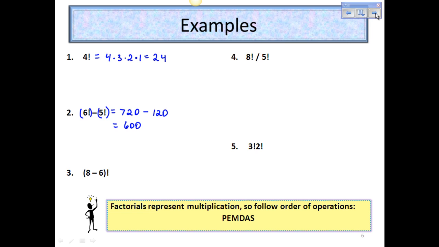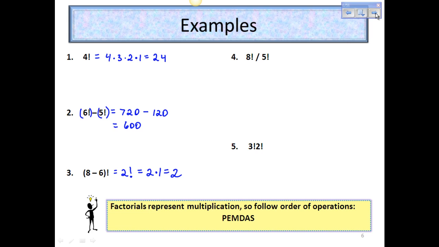Now in example 3, we have parentheses around the 8 minus 6, and then the factorial is on the outside. So in this case, we would do 8 minus 6, which is 2, and have that as factorial. And 2 factorial is just 2 times 1, which is 2.